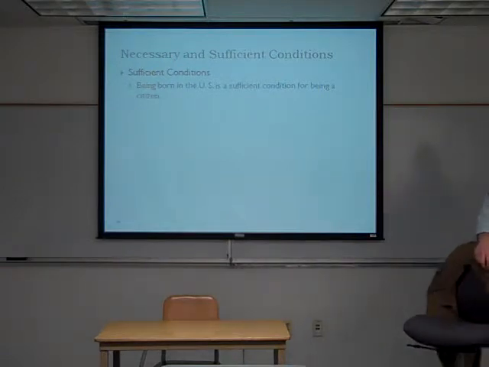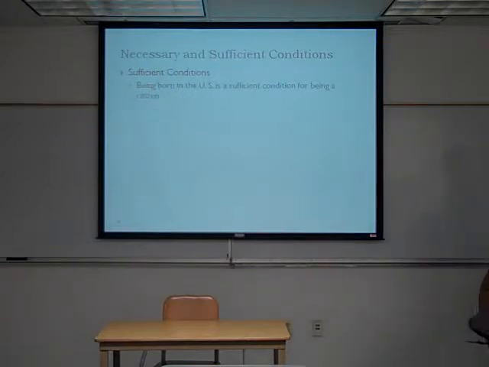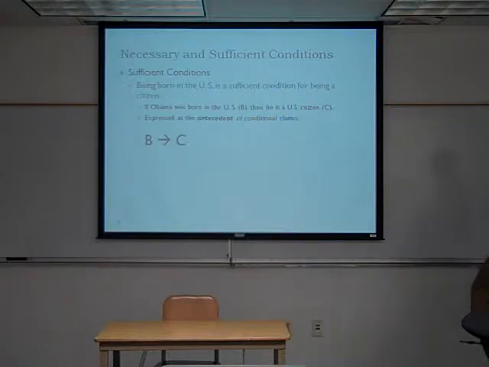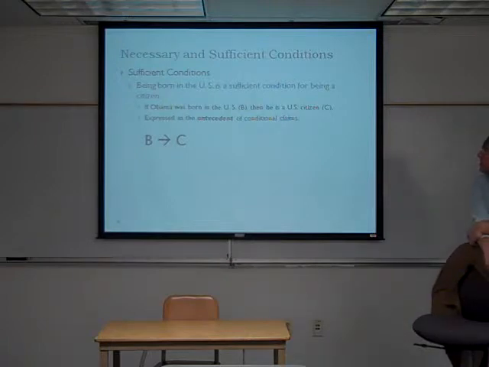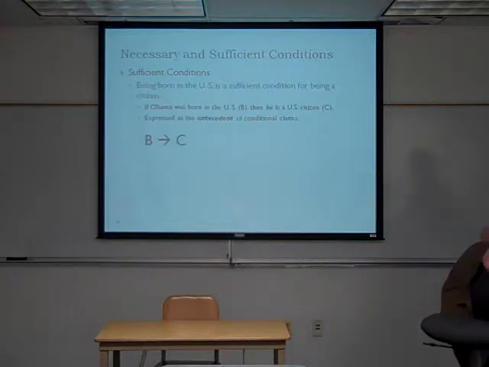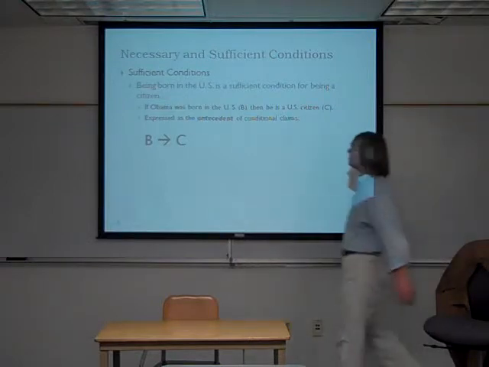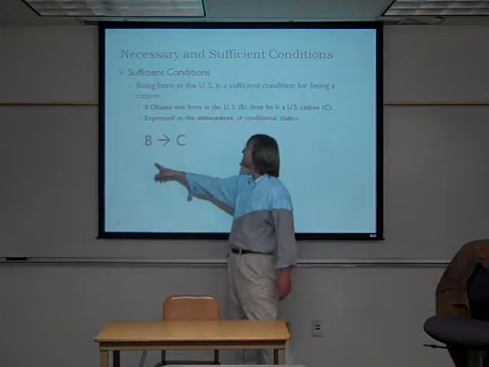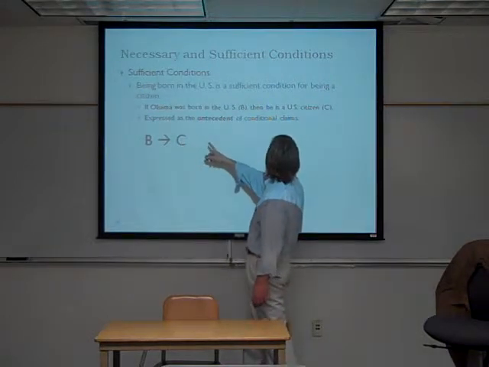So that by itself is sufficient for you to be a U.S. citizen. Here's my little joke. If Obama was born in the U.S., then he is a U.S. citizen. Now, this sufficient condition is going to be expressed as the antecedent of the conditional. That means it's the first part of the conditional. So, in this claim about Obama, we have to express the sufficient condition as the first part, the antecedent. And so in the first part, we talk about Obama being born in the United States. That's going to imply that he is a citizen.